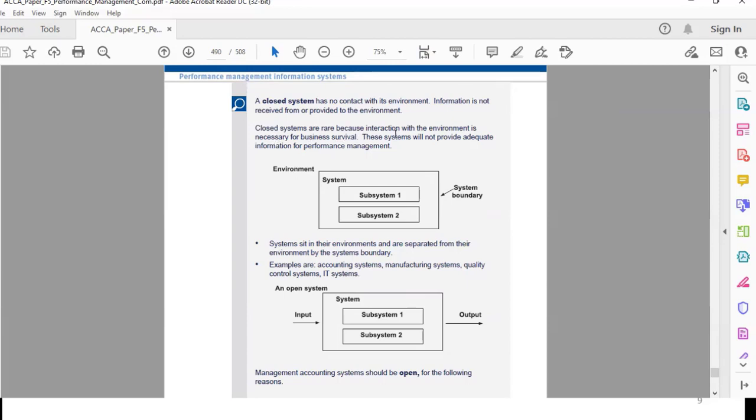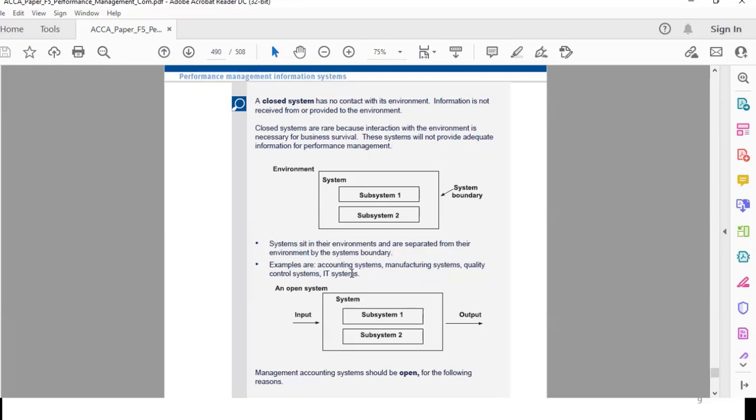Closed systems are rare because interaction with the environment is necessary for business survival. These systems will not provide adequate information for performance management. It is not adequate for performance management, but for certain levels, this is the only answer. Systems sit in their environment and are separated from their environment by a system boundary. Examples are the accounting system, manufacturing system, quality control system, and IT system.